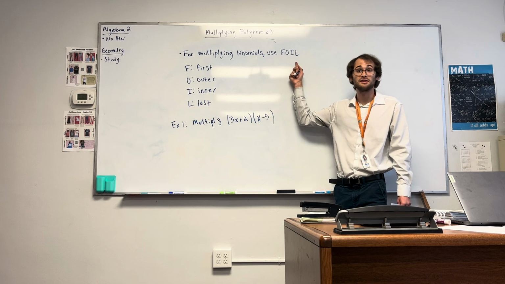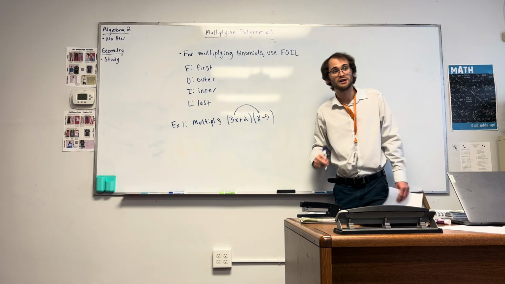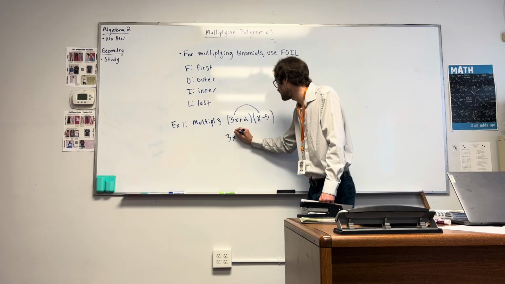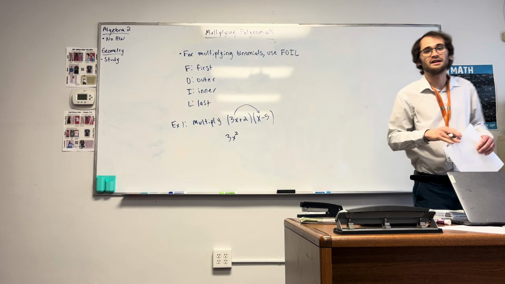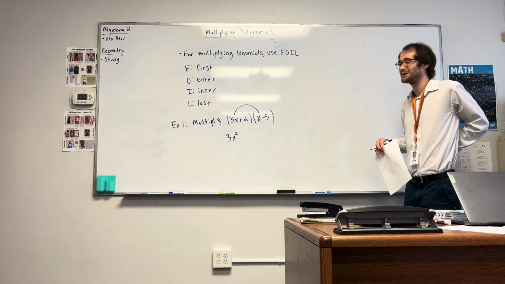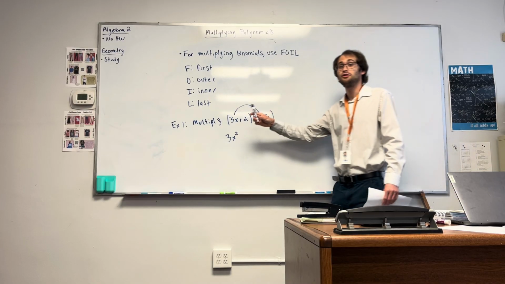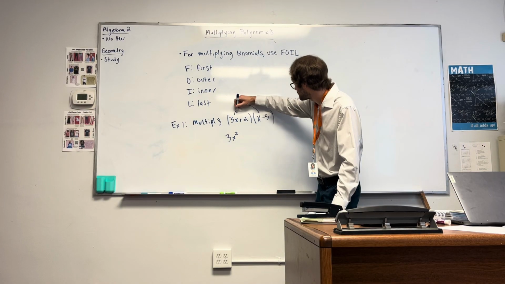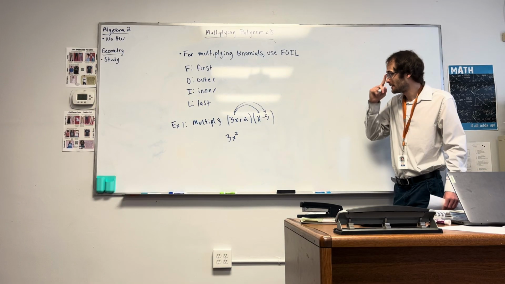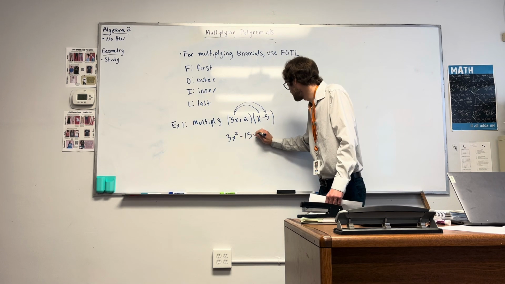All right, so if I'm using this acronym, I've got first, so I need to take my first terms and multiply those together. 3x times x, that is just 3x squared. Got to add those exponents together. Yes, we've done this before, a long time ago. Okay, now you move to the outer term. You need to take this first guy right here and multiply him times this outer term. 3x times minus 5 is negative 15x.